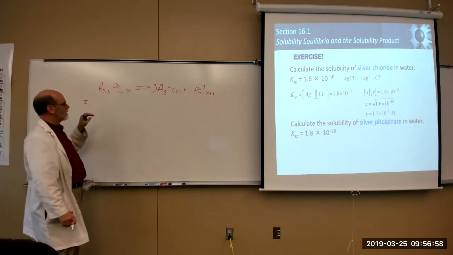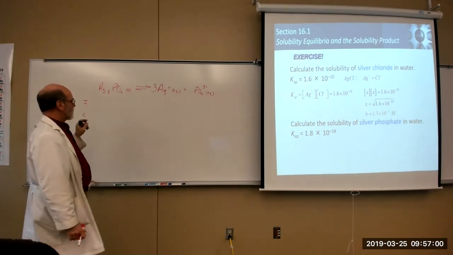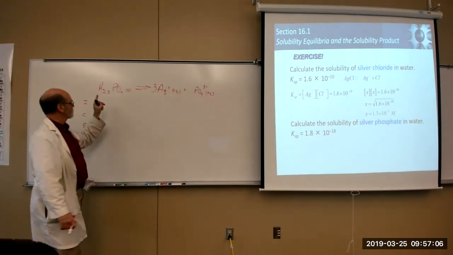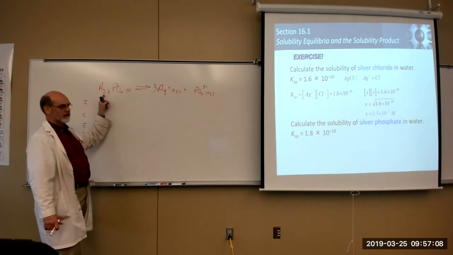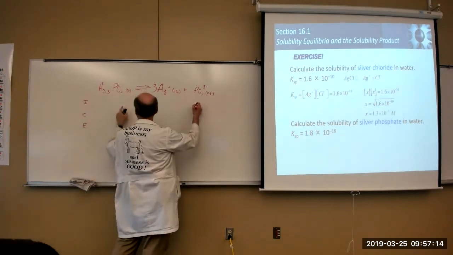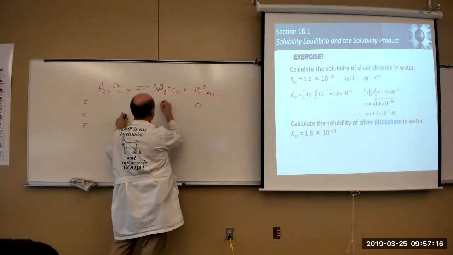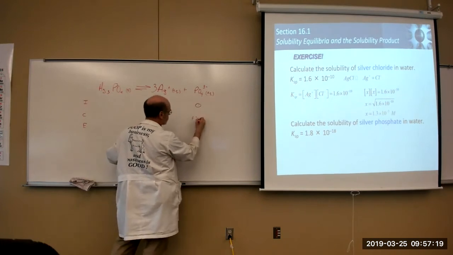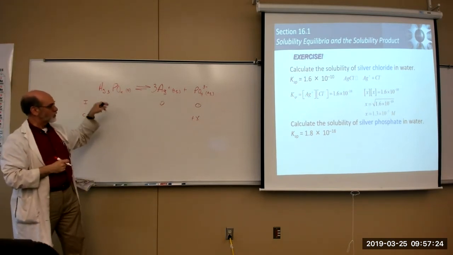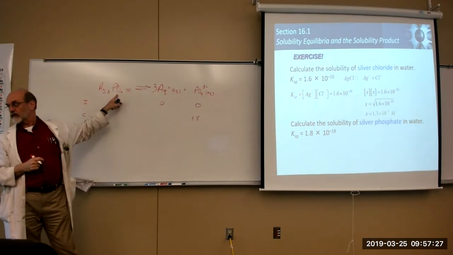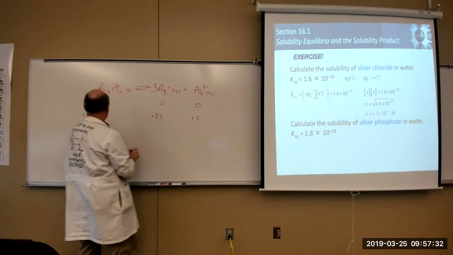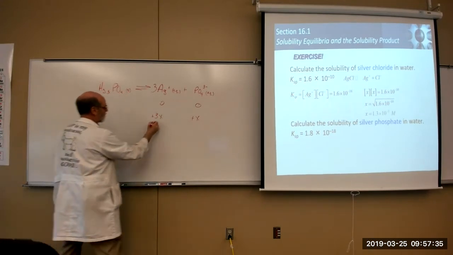Okay. So now, the key here is to pick your X so that it represents the solubility of the solid, right? So there's 1 here. There's 1 here. So let's pick this one. Well, of course, it's going to start out at 0. But then we're going to add that much, right? So if we know what X is, we know the solubility of the silver phosphate. And that makes this one 3X. Okay?